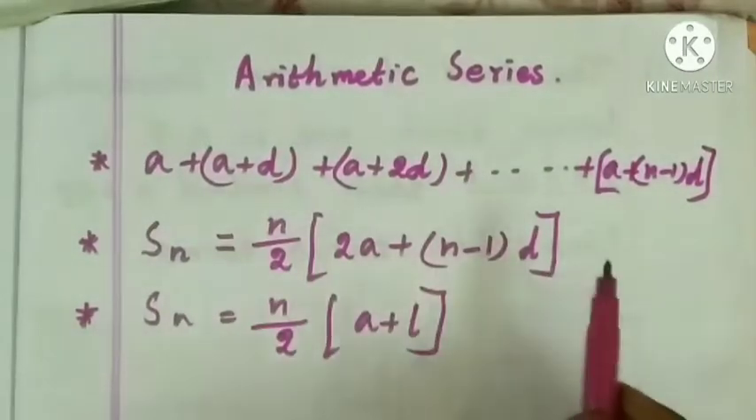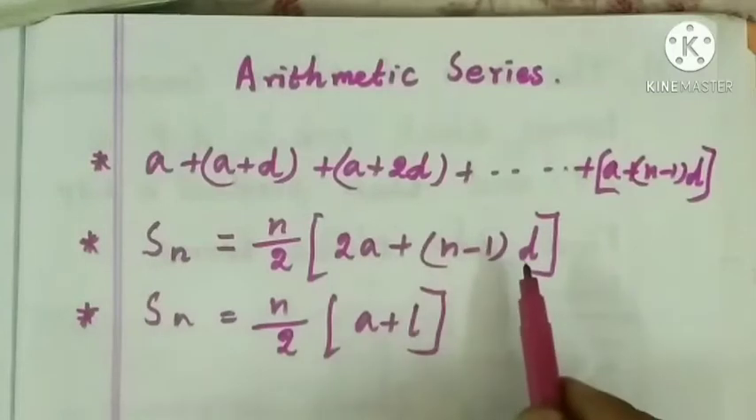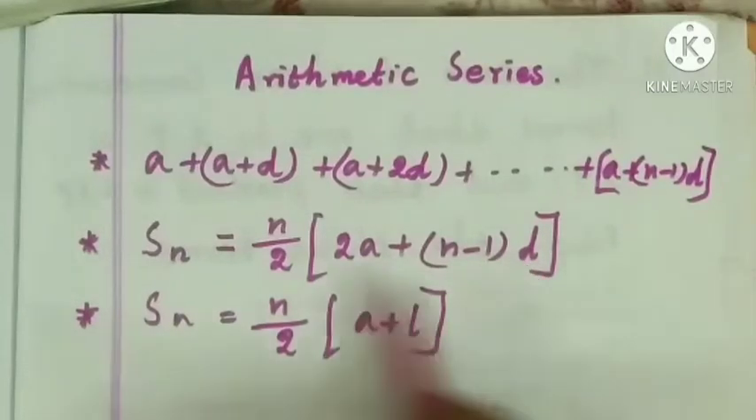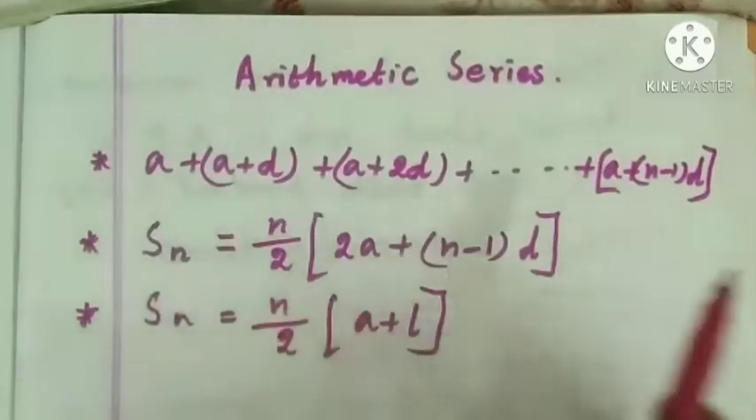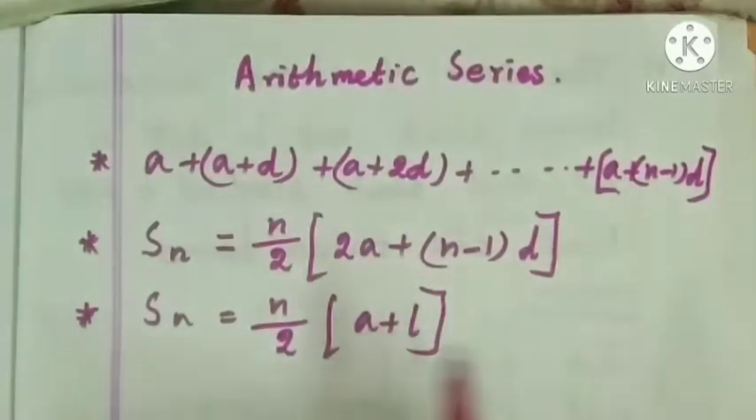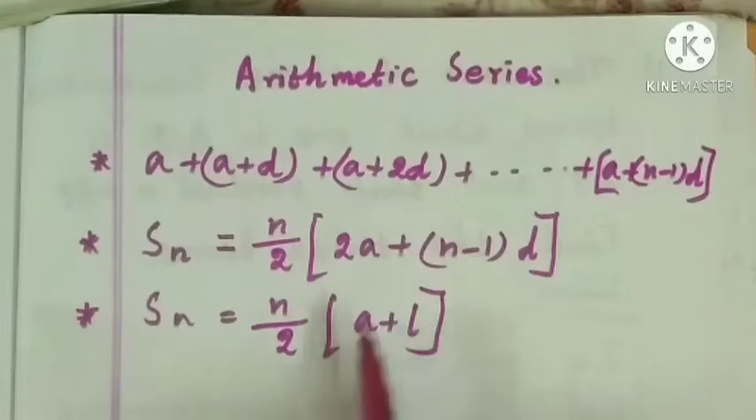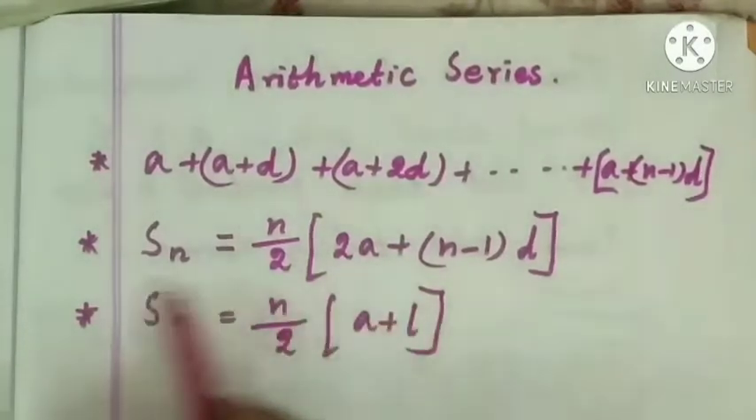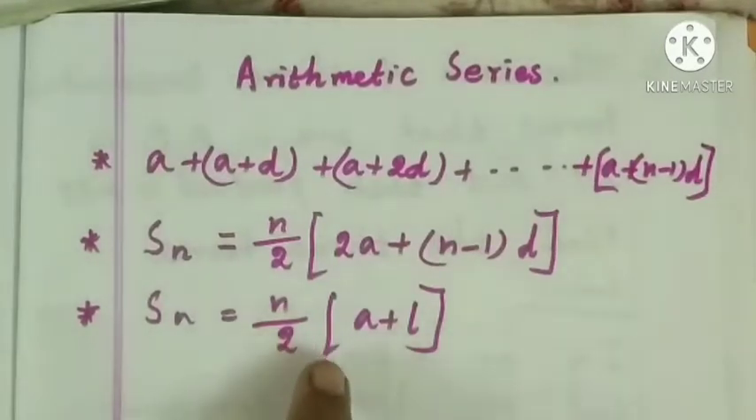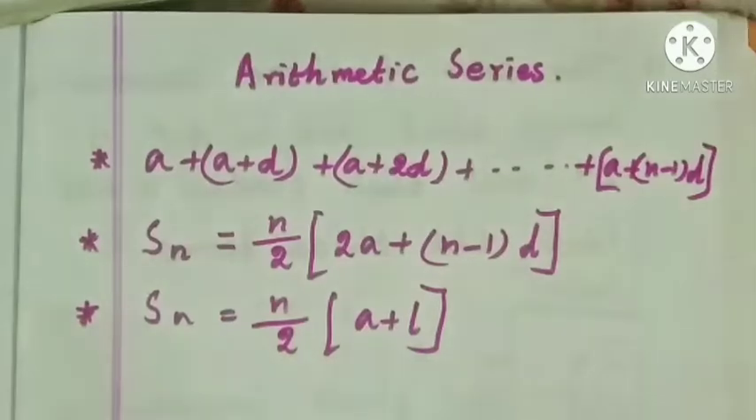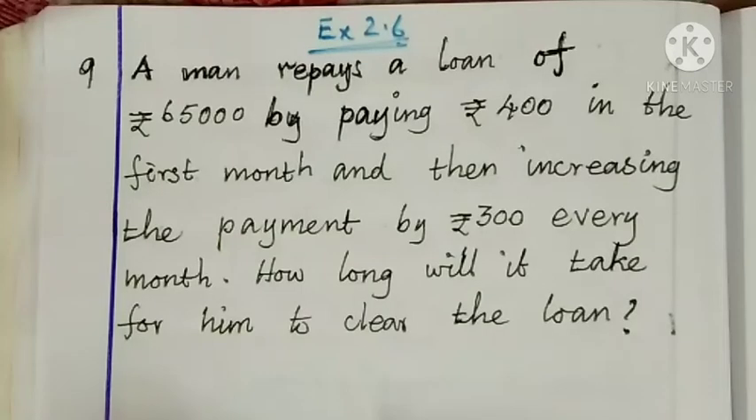In the question, when first term and common difference are given, use this formula and find the sum of n terms, or in the question, when first term and last term are given, using this formula find the sum of n terms. These are the important points to remember of this exercise. Let us see the exercise 2.6 ninth sum.